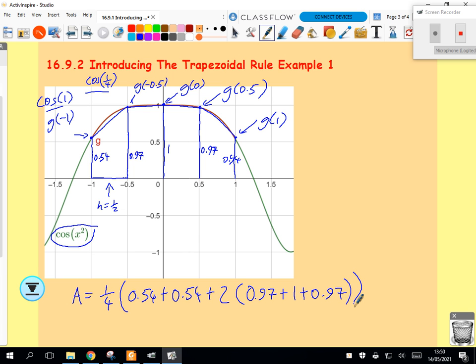And that quantity can be plugged straight into your calculator and give you an approximation for the area under that curve, cosine x squared, using 1, 2, 3, 4 trapezoids. So using n equals 4 trapezoids, we're able to find a reasonable approximation for the area under the curve. It won't be exact. These are approximations. Okay?